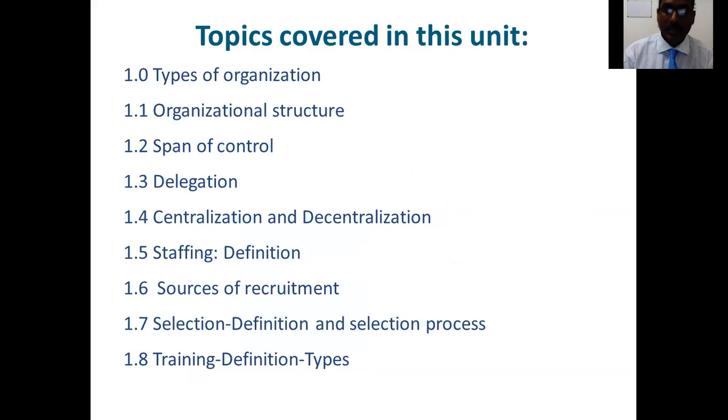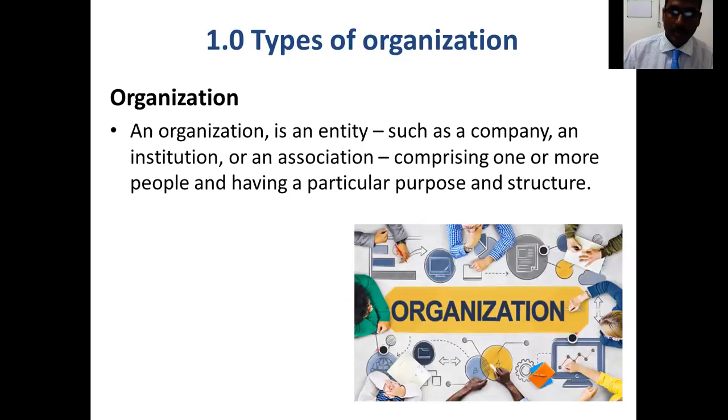So, in this unit, the topics covered are types of organization, organizational structure, span of control, delegation, centralization and decentralization, staffing, sources of recruitment, selection, definition and selection process, training, definition, and types of training. So now we look at the types of organization.